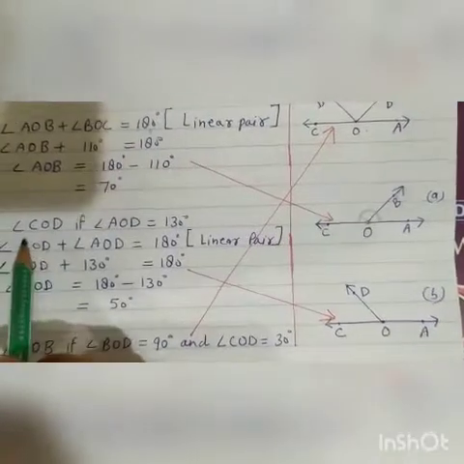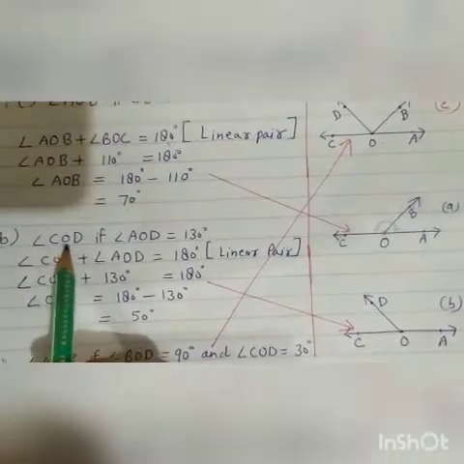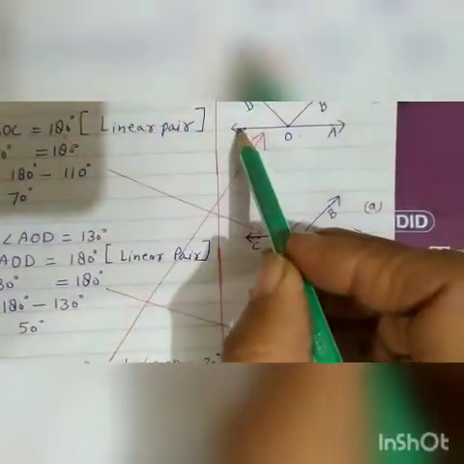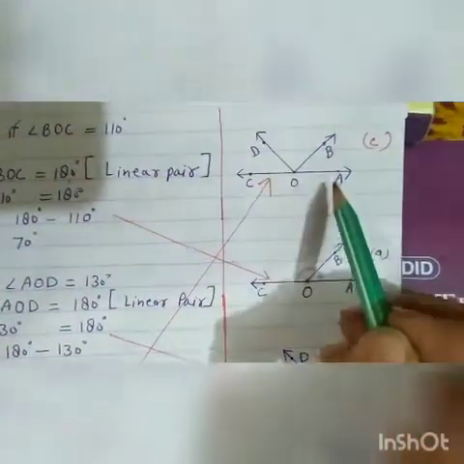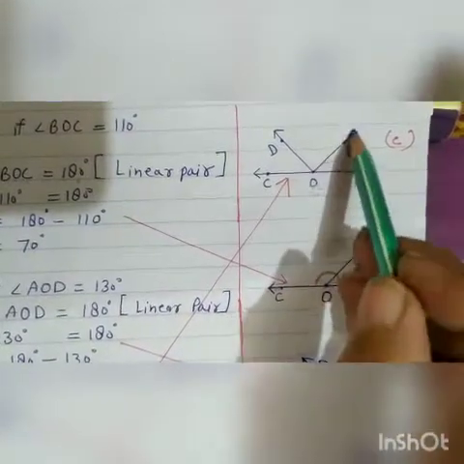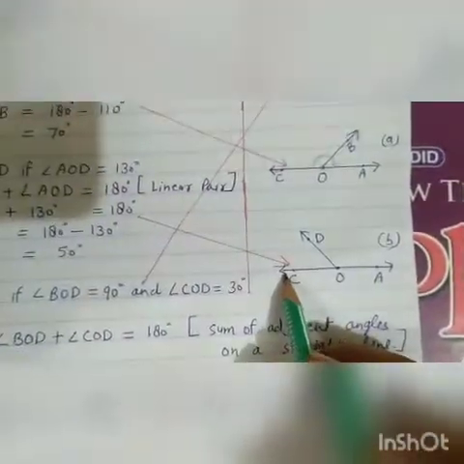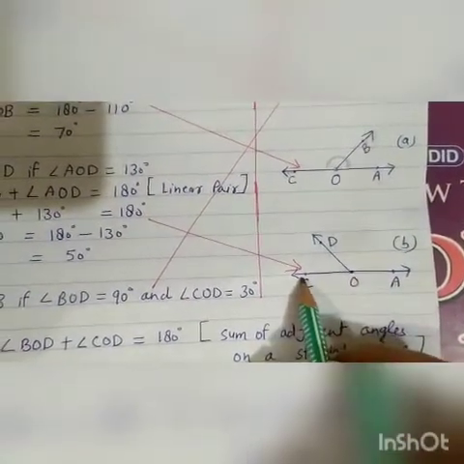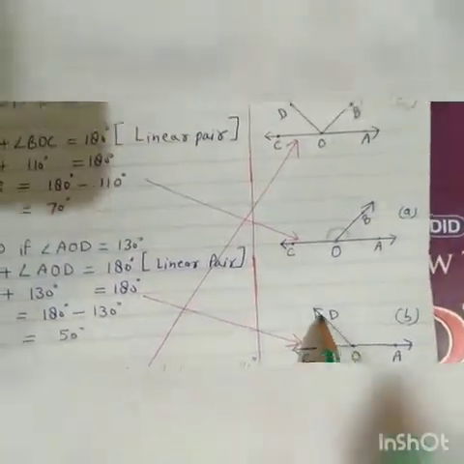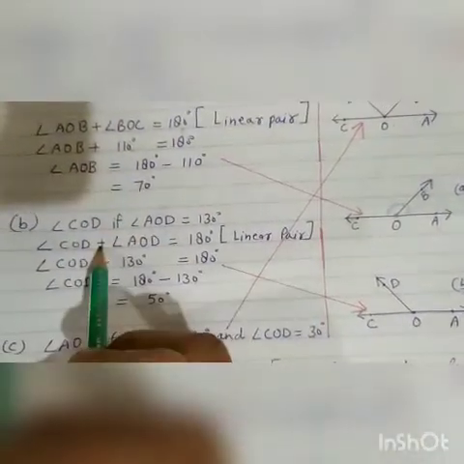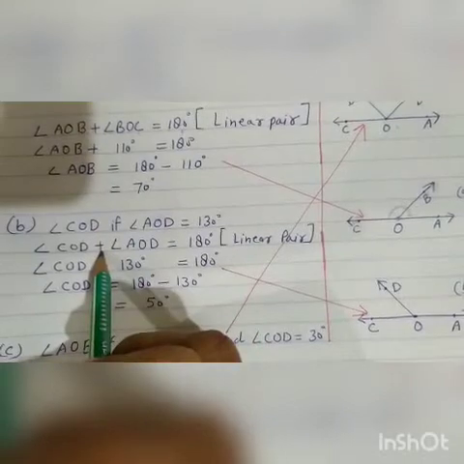This time we have to take angle COD and angle AOD. So we will take COD and AOD. We will remove this ray this time, so this figure will become like this. AOC is a straight line, OD is a ray. Now both the questions are on the same pattern.